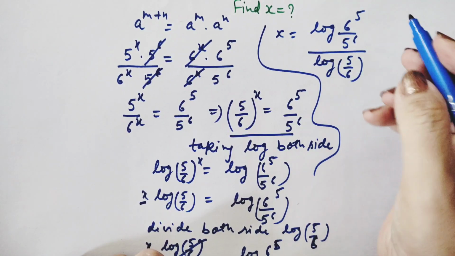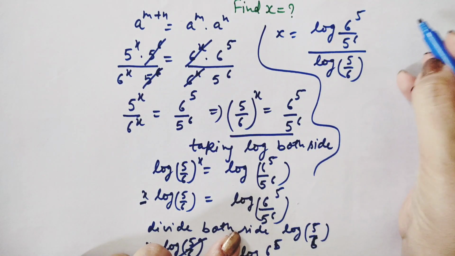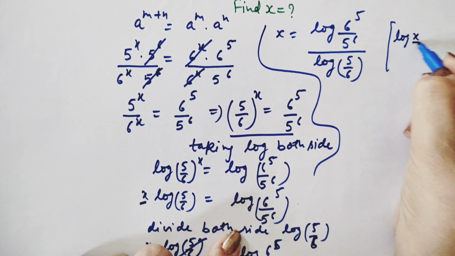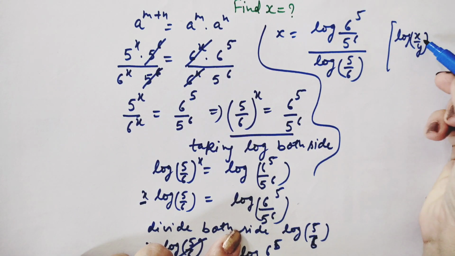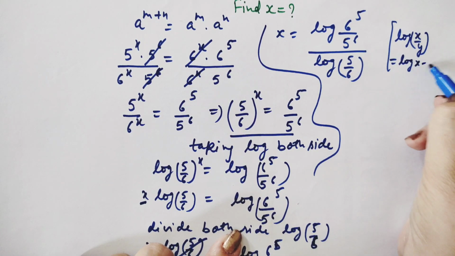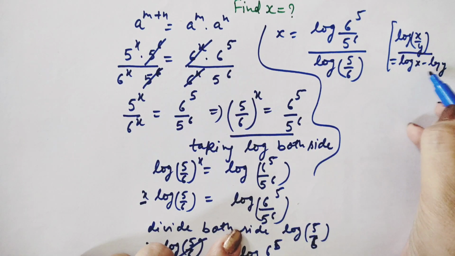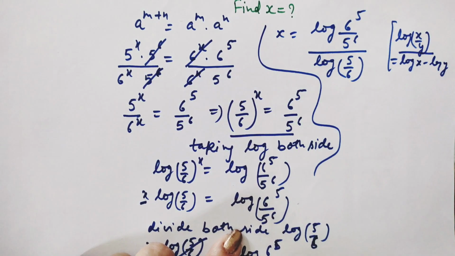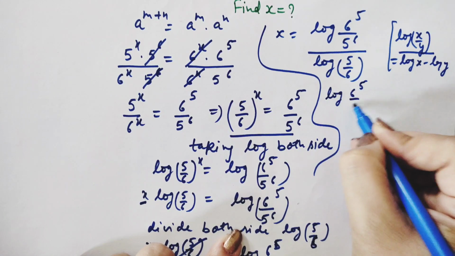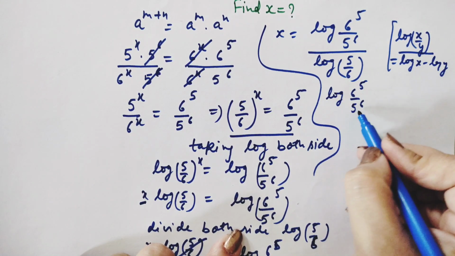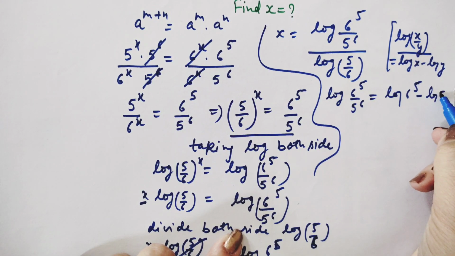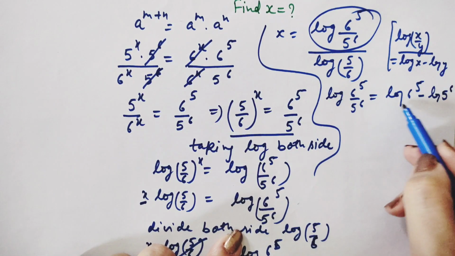Now we are using again the concept of log. Which concept? Log x upon y. If log is x upon y, the divide form, so we will write log x minus log y. Similarly we can write this portion, log of 6 power 5 upon 5 power 6. How can we write this term? Log 6 power 5 minus log 5 power 6. So instead of this we will write this.